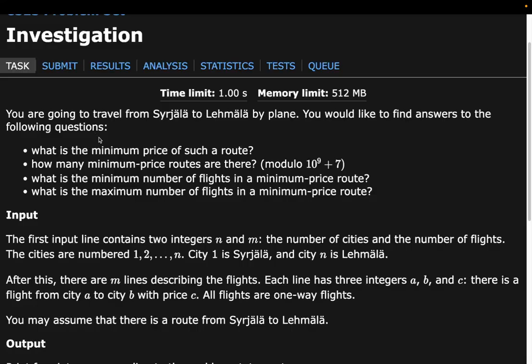You are going to travel from Sirjala to Lemala by plane. You would like to find answers to the following questions. What is the minimum price of such a route? How many minimum price routes are there? You need to print it modulo 1e9 plus 7. What is the minimum number of flights in a minimum price route? And what is the maximum number of flights in a minimum price route?